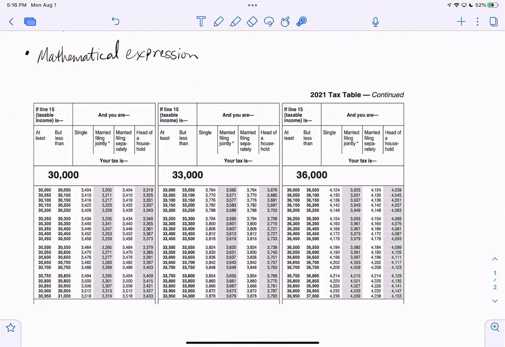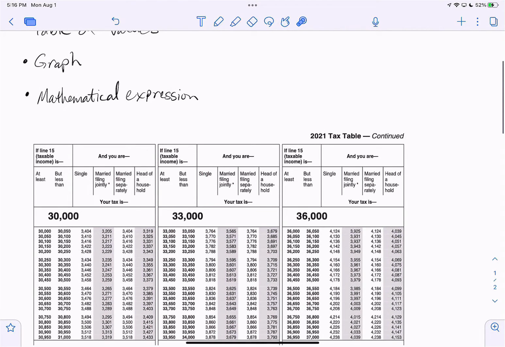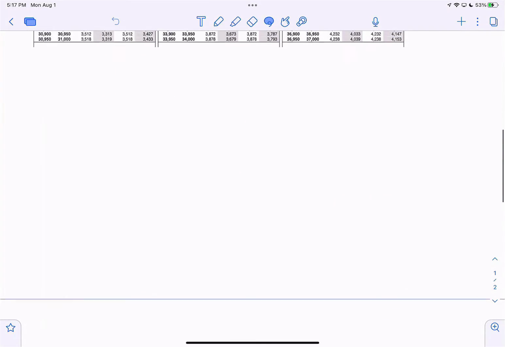It's a function. For any particular income that you have, you're only going to pay one amount for each filing status. The other two ways to represent a function, using a graph and a mathematical expression, are things that we are going to explore throughout this course. And so we'll just let that happen naturally. And in fact, we're going to jump to a mathematical expression right now.